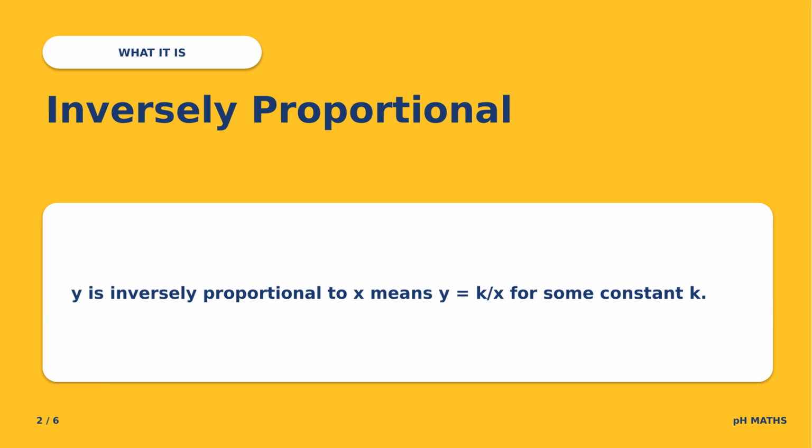Y is inversely proportional to x means y equals k over x, where k is a single constant. Double x and y halves. Triple x and y becomes 1/3. The product of x and y always stays the same. That fixed product is your k. One constant, one curve, one rule for the whole problem.